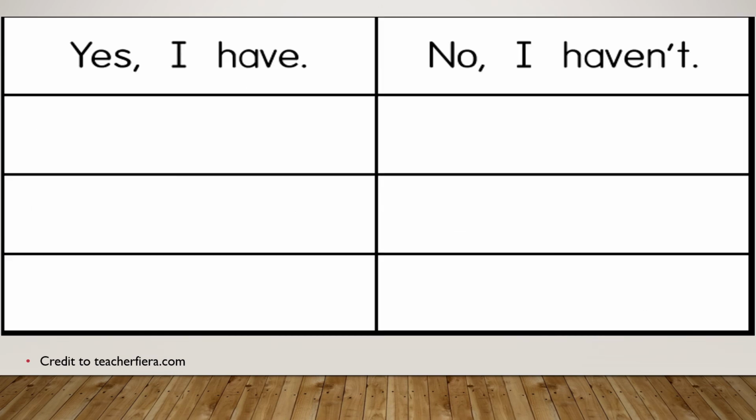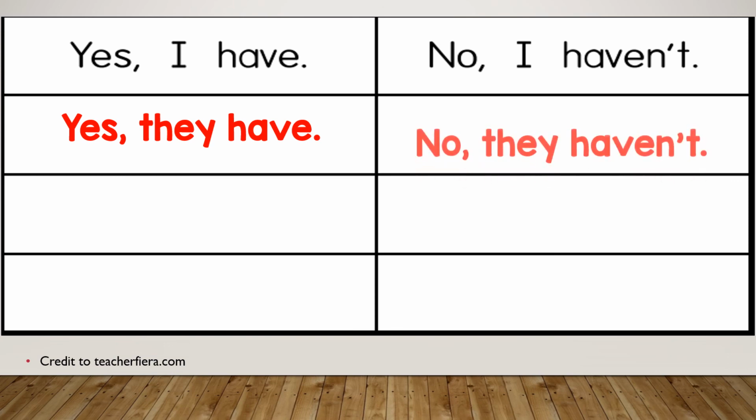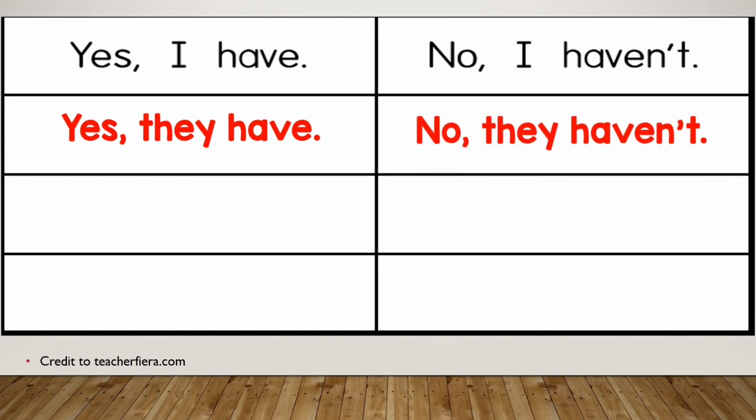Next, question 2. For question 2, you have to rewrite the answer that you have already matched. For the first one, it's already written yes, I have. So the pair is no, I haven't. Next, the one that I showed as an example just now, yes, they have. So the pair for no is no, they haven't. For the next two, you have to write on your own. You have to rewrite what you already matched.